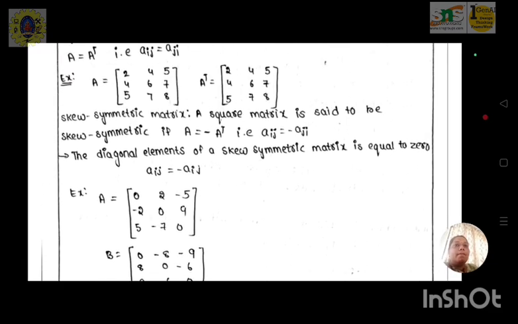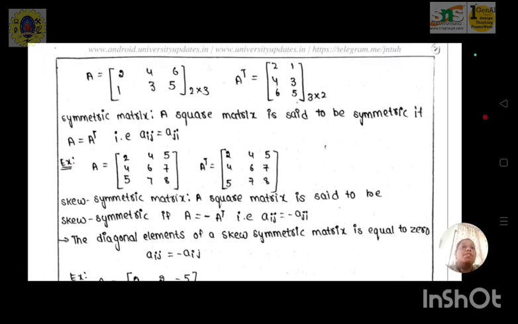Next we are going with the symmetric matrix. A square matrix is said to be symmetric if A equals A transpose. When the value of A is equal to A transpose, we call that a symmetric matrix.